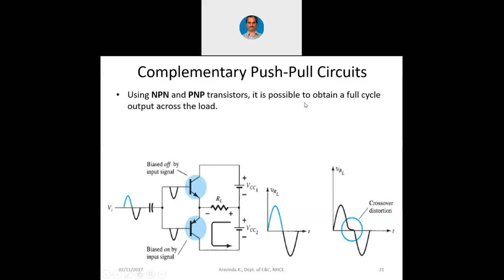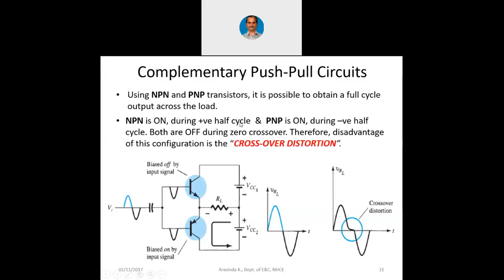So you can see here, using NPN and PNP transistors, it is possible to obtain a full cycle output across the load. Only thing is, NPN is on during the positive half cycle and PNP is on during the negative half cycle. Both are off during zero crossover. Therefore, the disadvantage of this configuration is the crossover distortion. But the advantage is, there is no static power consumption at all. Absolutely it is zero, because both are fully off.